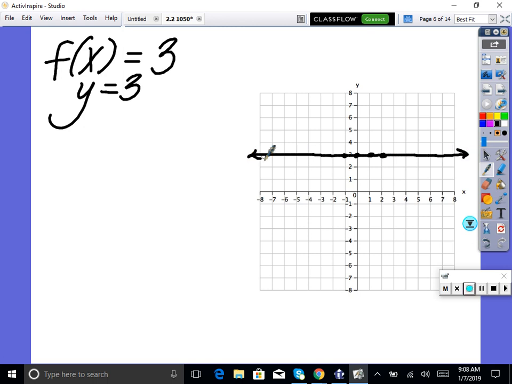There's your function. So what if it would have been f of x equals negative 2? Wouldn't we have just had a straight line at negative 2? Like that.